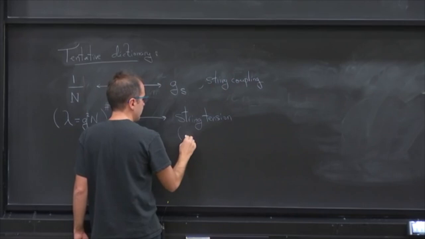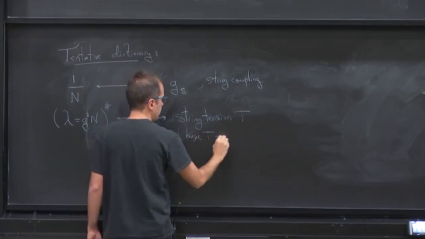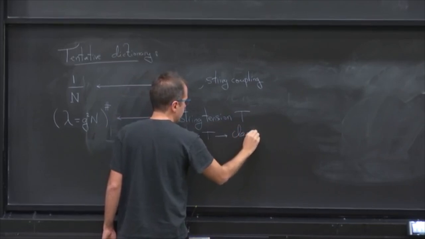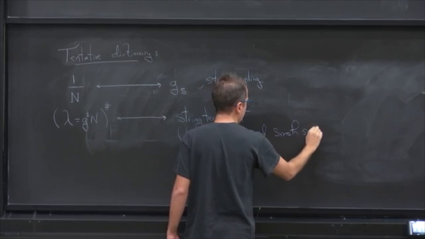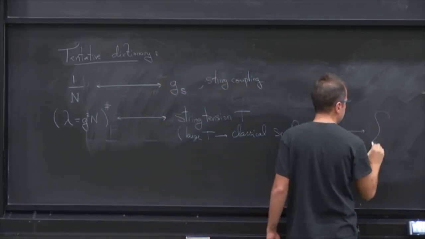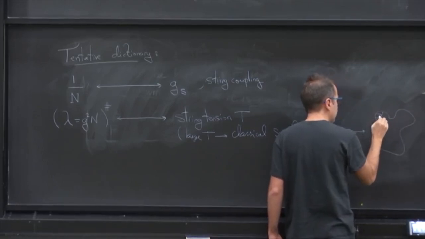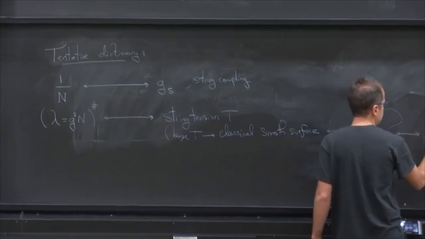Basically, the intuition here is that large T would mean some classical smooth surface that we kind of visualize as having a surface that is triangulated very, very much, right? Which is like some huge graph.